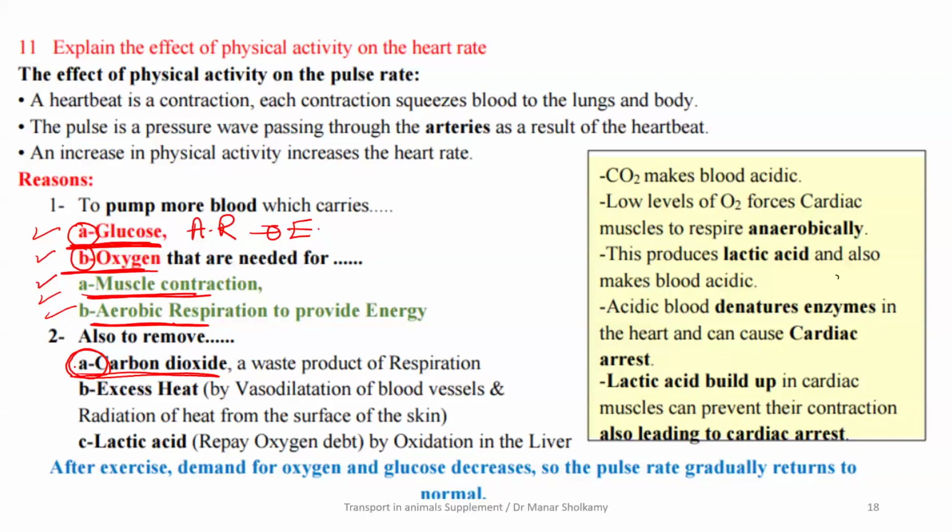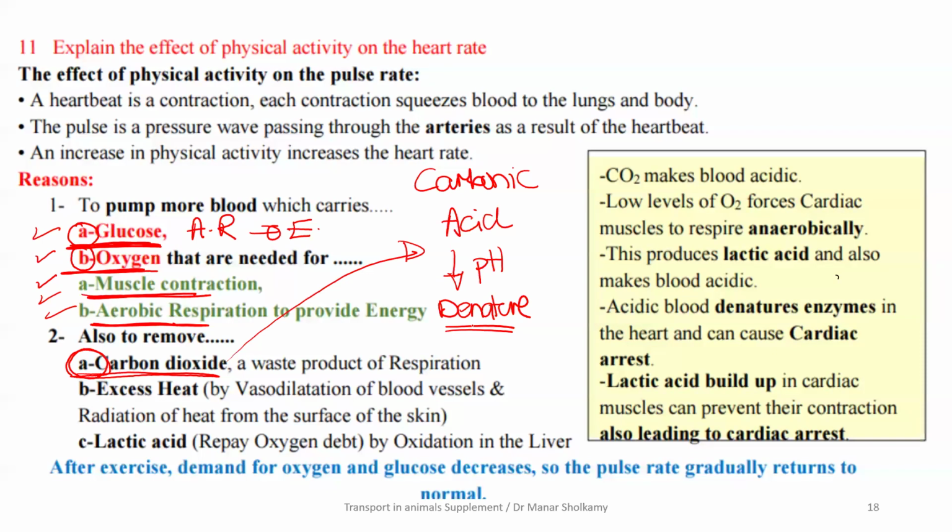I explained why. Because carbon dioxide, when it dissolves in the water and the blood, produces an acid. You don't have to know the name of the acid, but if you want to know, it is called carbonic acid. And this carbonic acid, like any acid, is going to lower the pH of the blood. And this is dangerous because it can denature the enzymes in the body. Okay? Also, the blood carries excess heat.